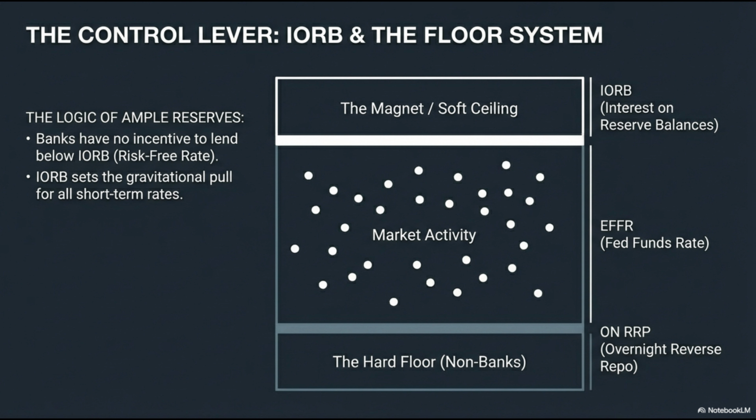Now, let's look at how the Fed steers this ship using IORB, interest on reserve balances. Think of IORB as a magnet. Because banks can earn risk-free interest just by parking cash at the Fed, they have no reason to lend money out for less than that rate. This creates a soft ceiling. Below that, we have the ONRRP, the overnight reverse repo, which acts as the hard floor for non-banks. This creates a corridor where the effective Fed funds rate sits comfortably in the middle.